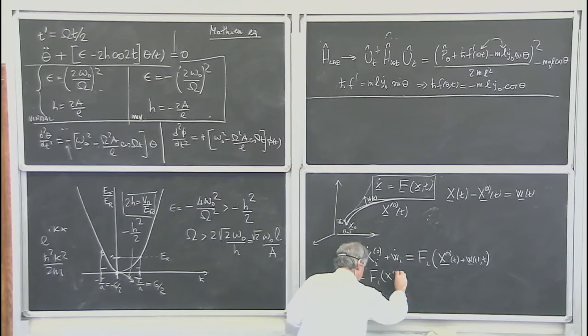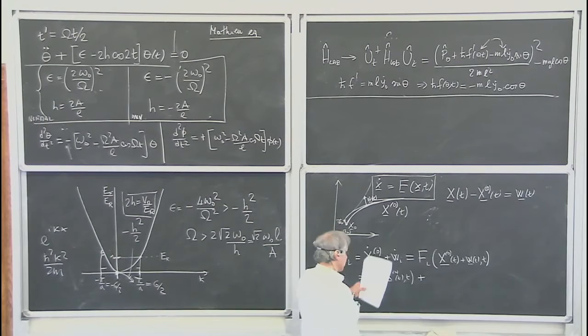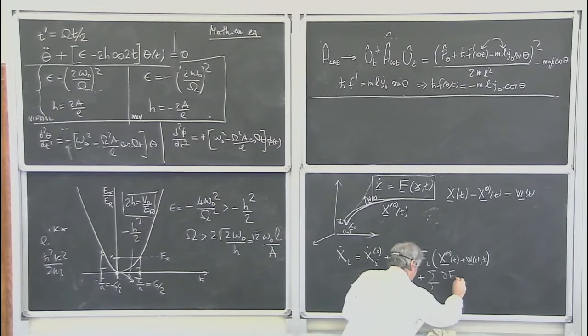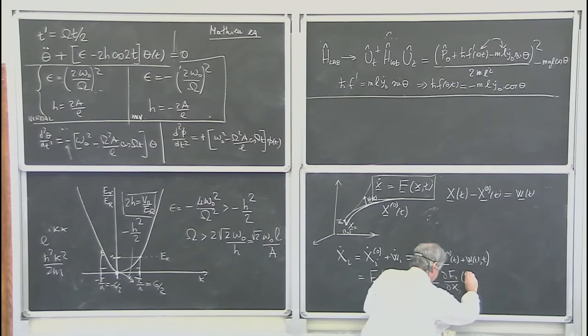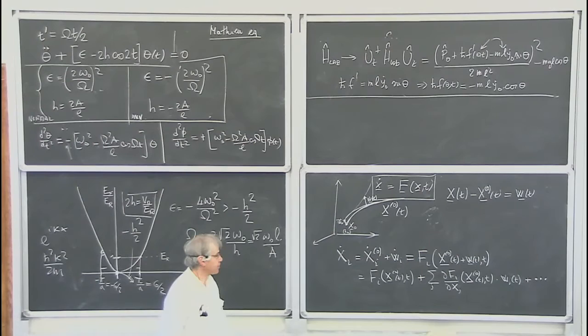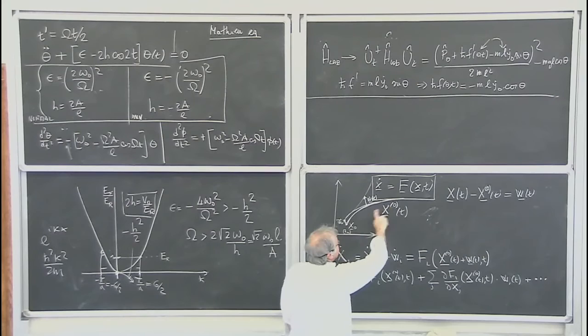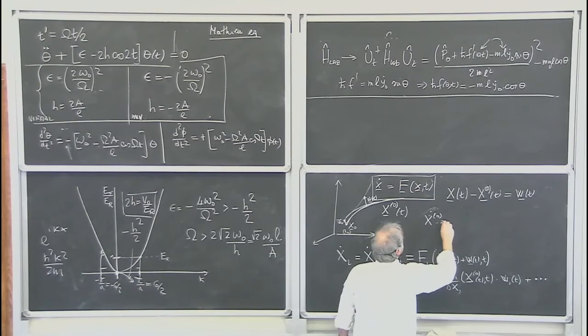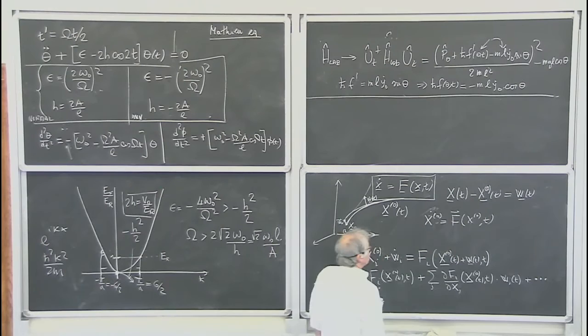And then I have the linear order term, which is the sum over j of the derivative of f_i with respect to x_j, calculated at the unperturbed point, times w_j(t), plus dots, higher order in w. Is it clear? Now, my assumption is that x_0 is a reference trajectory, so it satisfies x_0 dot equal to f of x_0, t. Which means that these two terms actually cancel each other.